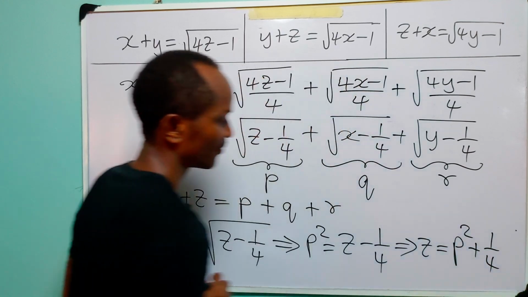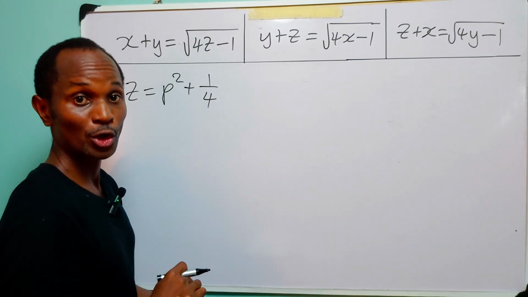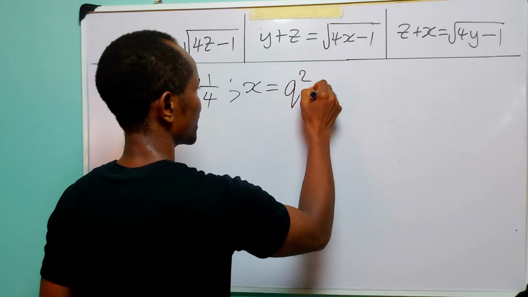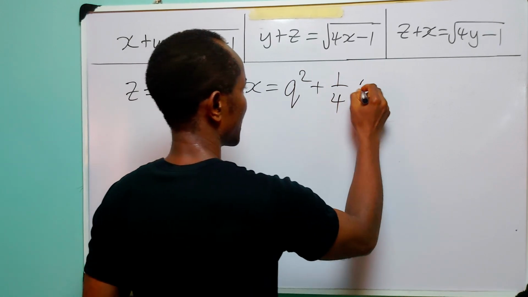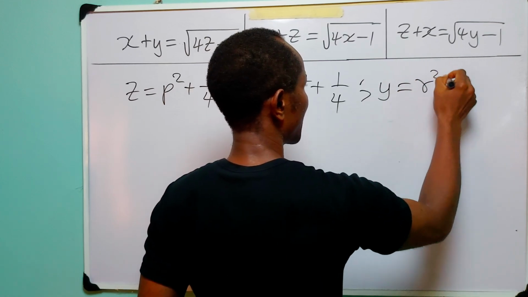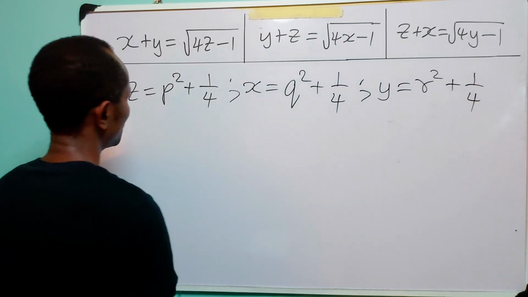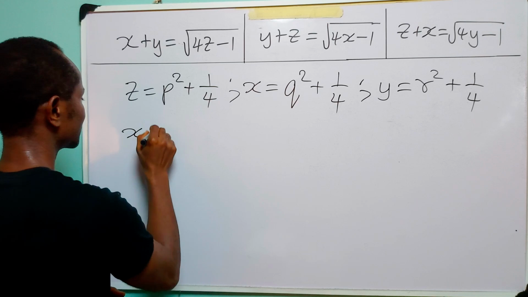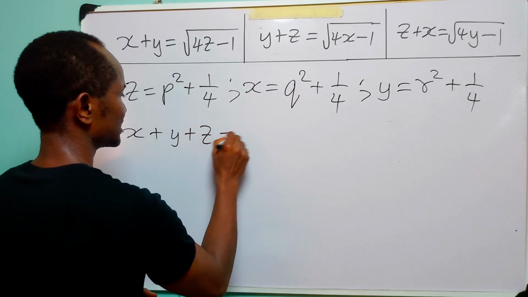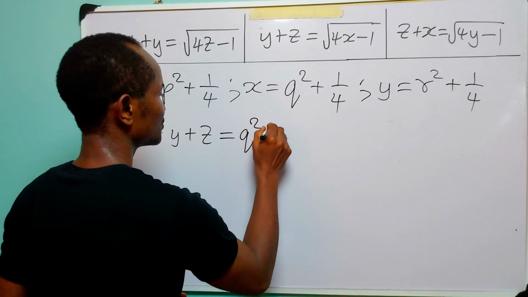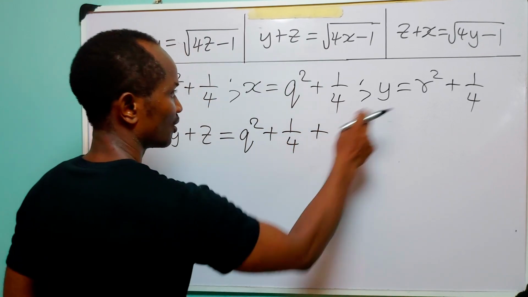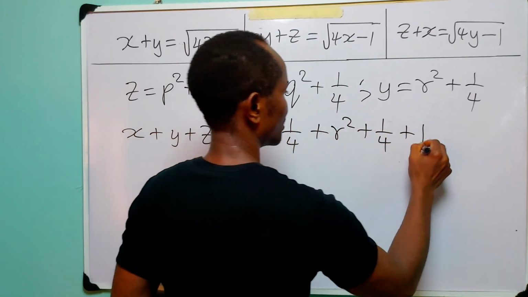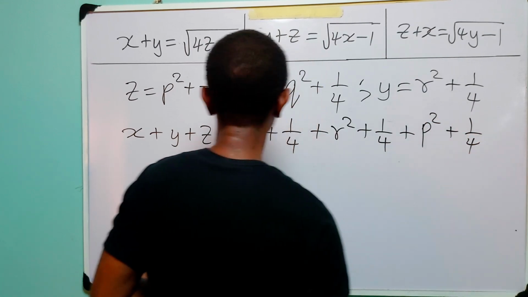Now doing the same thing for Q and R, we have that x is equal to Q squared plus 1 over 4 and y is equal to R squared plus 1 over 4. Once more, adding these three equations together, we have that x plus y plus z is equal to Q squared plus 1 over 4 plus R squared plus 1 over 4 plus P squared plus 1 over 4.